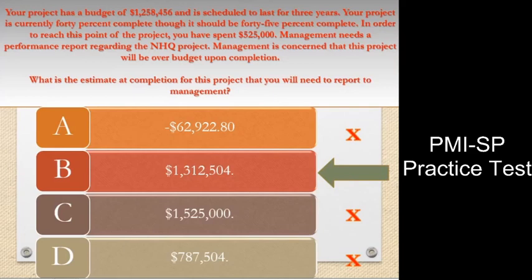Answered option D is incorrect. $787,504 is the estimate to complete. Answered option A is incorrect. $62,922.80 is the schedule variance. Answered option C is incorrect. This is not a valid calculation for this question.